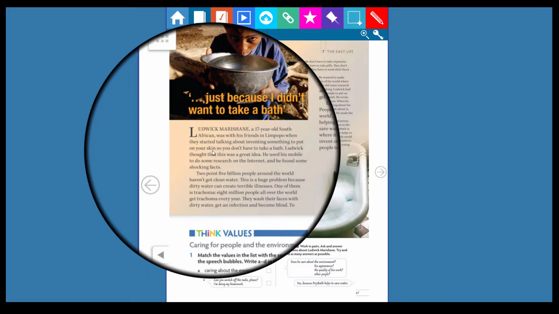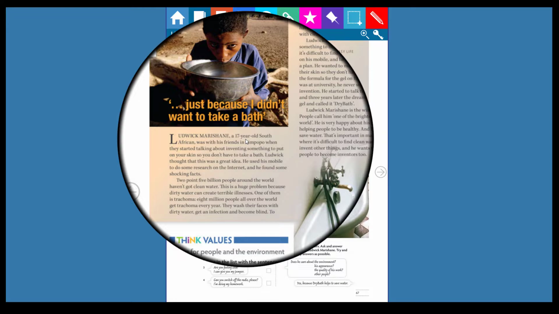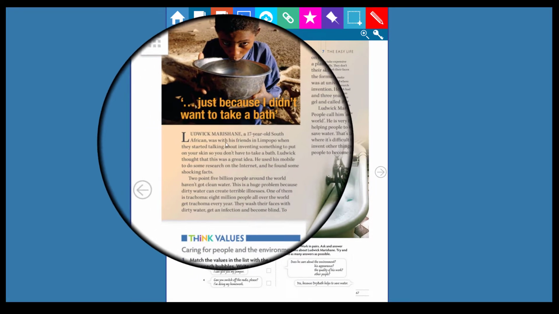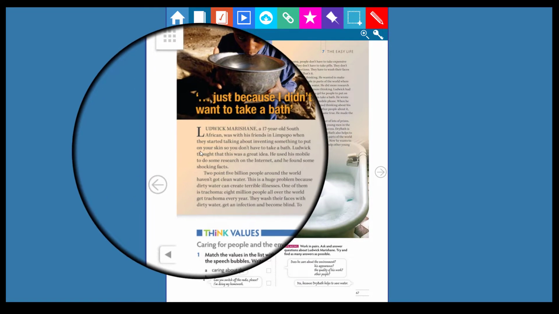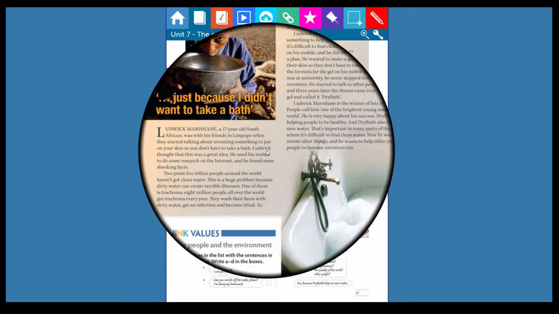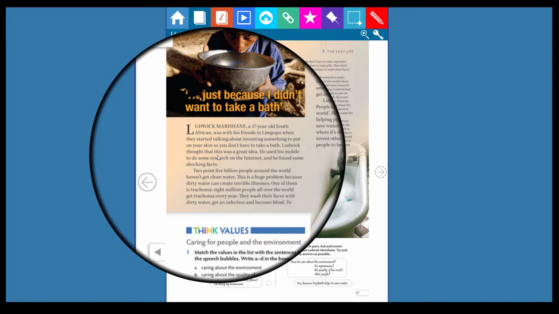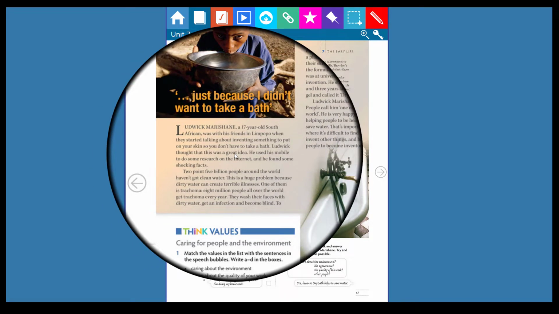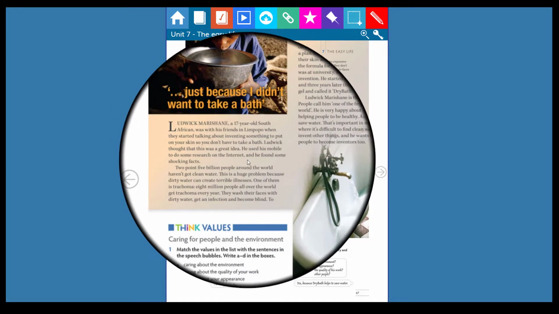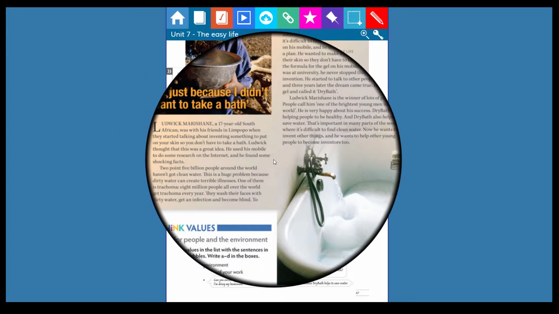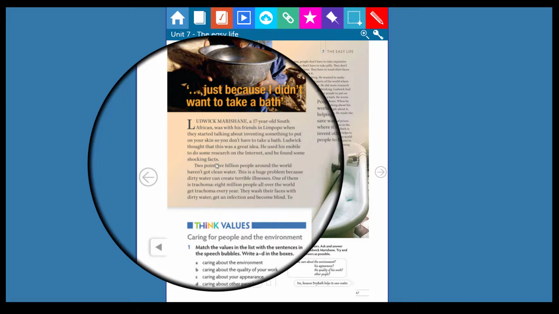Ludwig Maryshein, a 17-year-old South African, was with his friends in Limpopo when they started talking about inventing something to put on your skin so you don't have to take a bath. Ludwig thought that this was a great idea. He used his mobile to do some research on the internet, and he found some shocking facts.